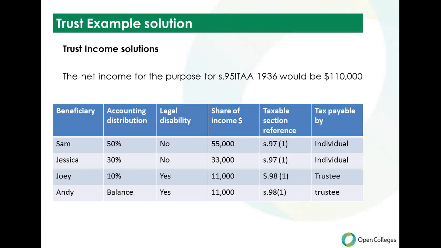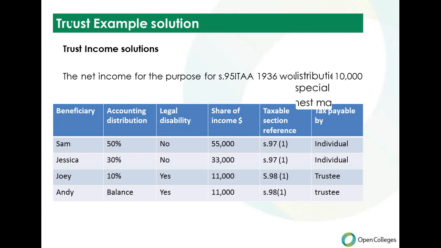Who pays the tax in Sam and Jessica's case? They're both over 18, and therefore it is paid by them personally. Joey is a minor beneficiary and he gets 10%, so he gets $11,000. The trustee pays the tax on behalf of Joey. And then finally Andy gets the balance of income. Remember, Andy has an actual disability, but once again the tax is payable by the trustee. So there's a simple example, and not to give anything away, when you look at your assessment you need to do something similar in terms of identification of some trust income issues.